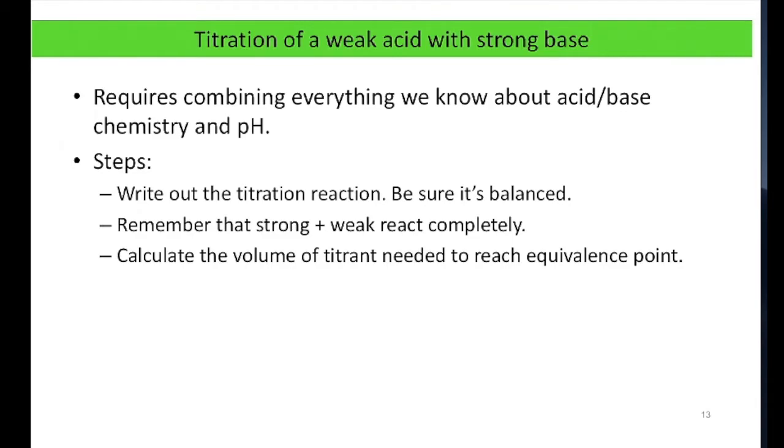and pH. So we should write out the titration reaction, make sure it's balanced. Remember that strong and weak acids and bases react completely, and we'll need to calculate the volume of titrant needed to reach the equivalence point because each part of the titration curve that we talk about now is going to require a different type of calculation. And if we don't know where we are on the titration curve with respect to the equivalence point, then we don't know what kind of calculation we have to do to determine the pH.